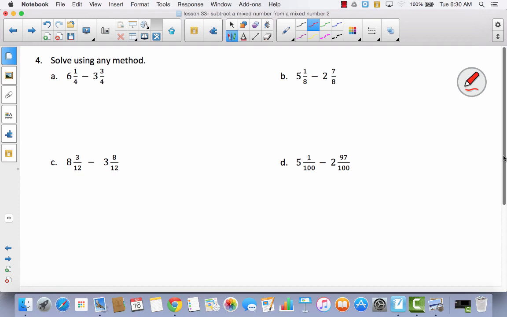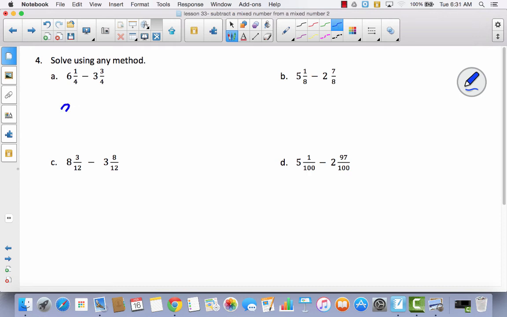So I'm not sure which method you prefer. I'm going to go with the counting up strategy because that tends to be the easiest one for students to understand. You can use whatever strategy you want to, and then just check to see if we get the same answer. All right, so I'm going to start with the counting up strategy.